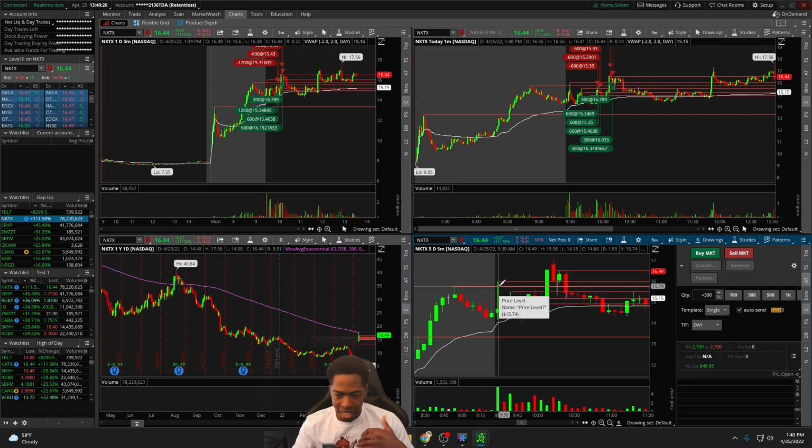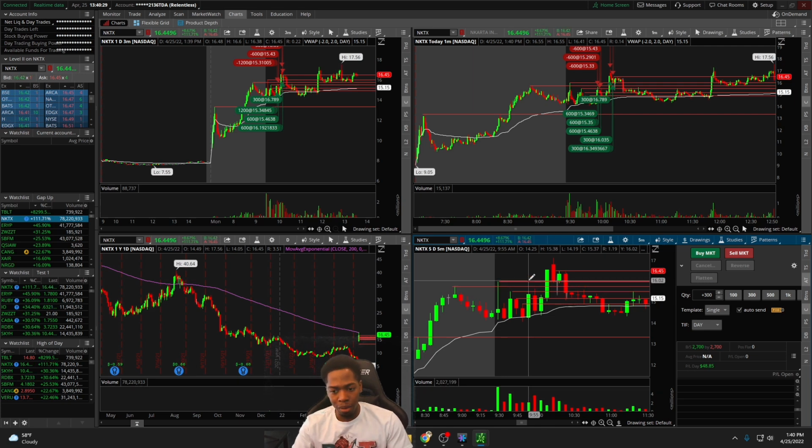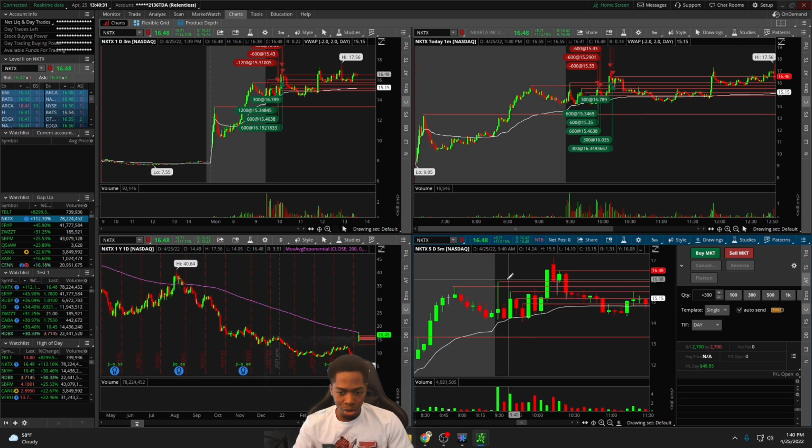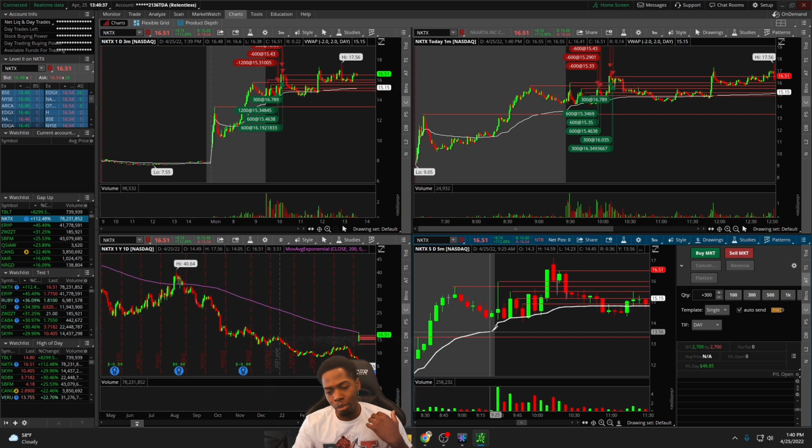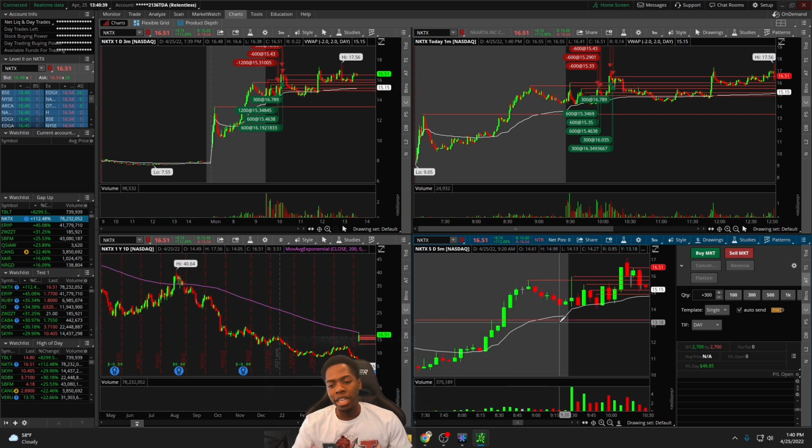We got a high of 15.98. Break of 16 was the next level, and from there we'll see that it had some trouble. It came back down and started to consolidate at the VWAP, guys. VWAP is also another big area, a big place where we'll see a lot of stocks finding support.